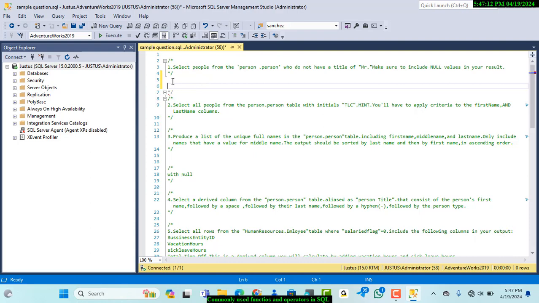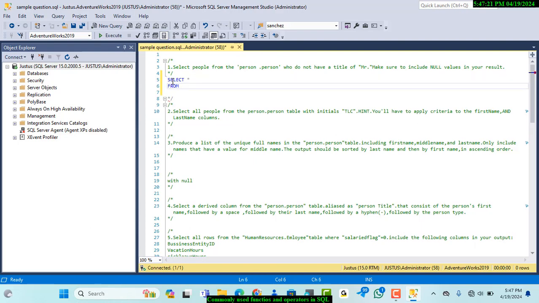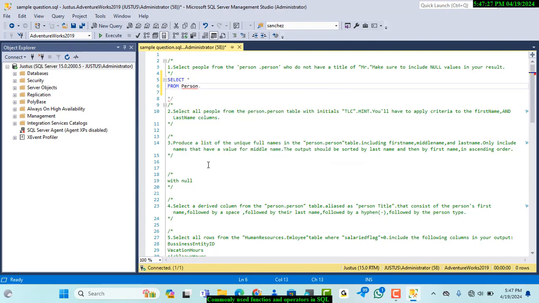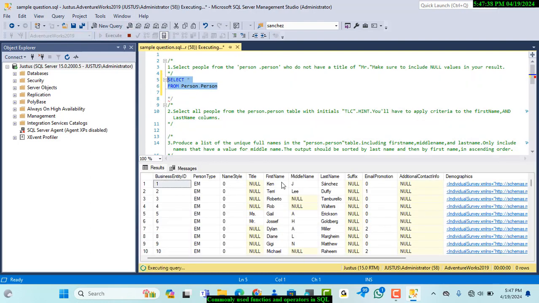Now, I'll first start by the word SELECT star FROM Person.Person table. So this is the query I'm going to use. So when I execute this query, you see the result set as shown. But now the question requires this more specific on the kind of data it requires.